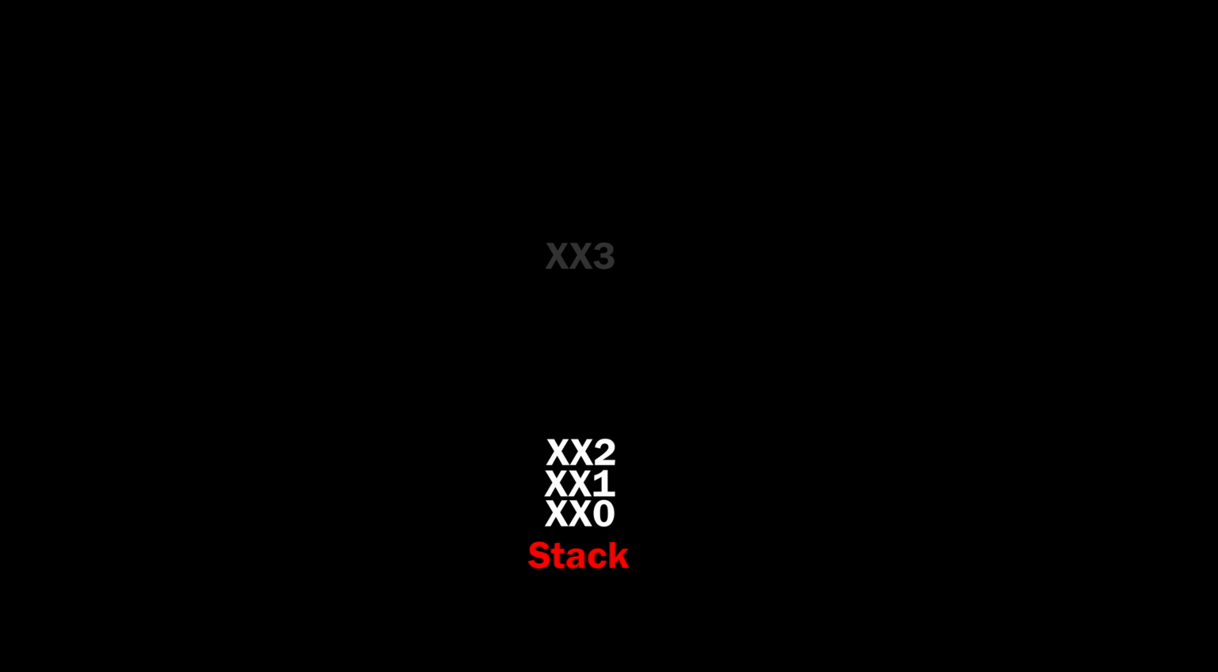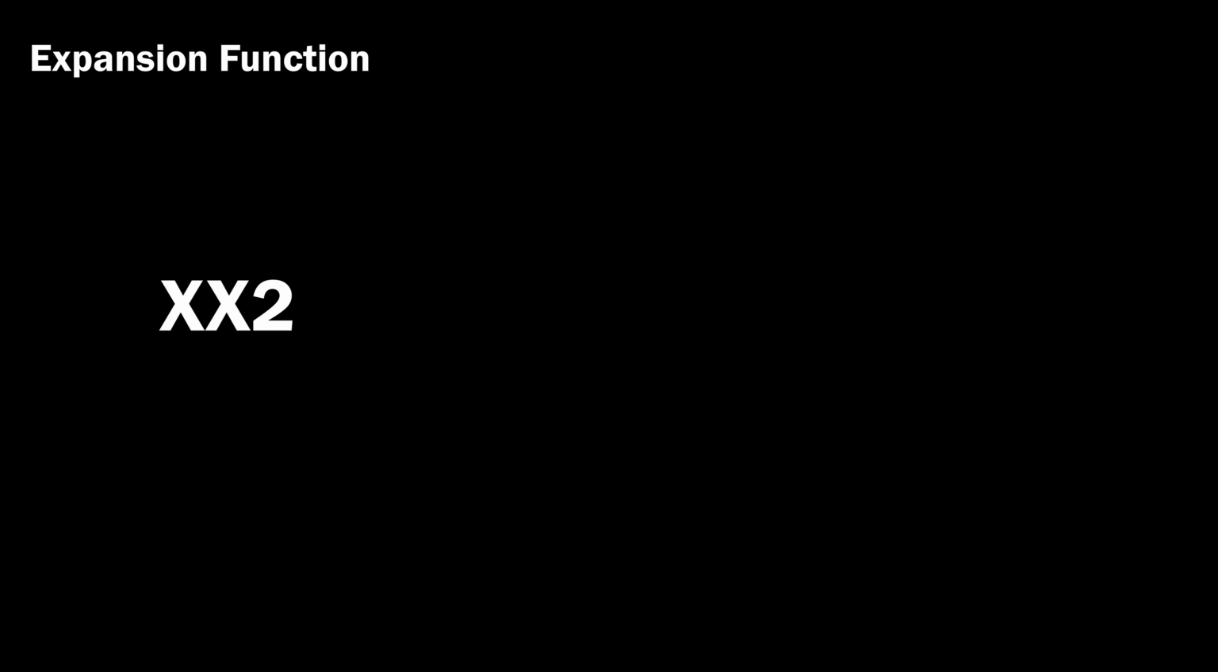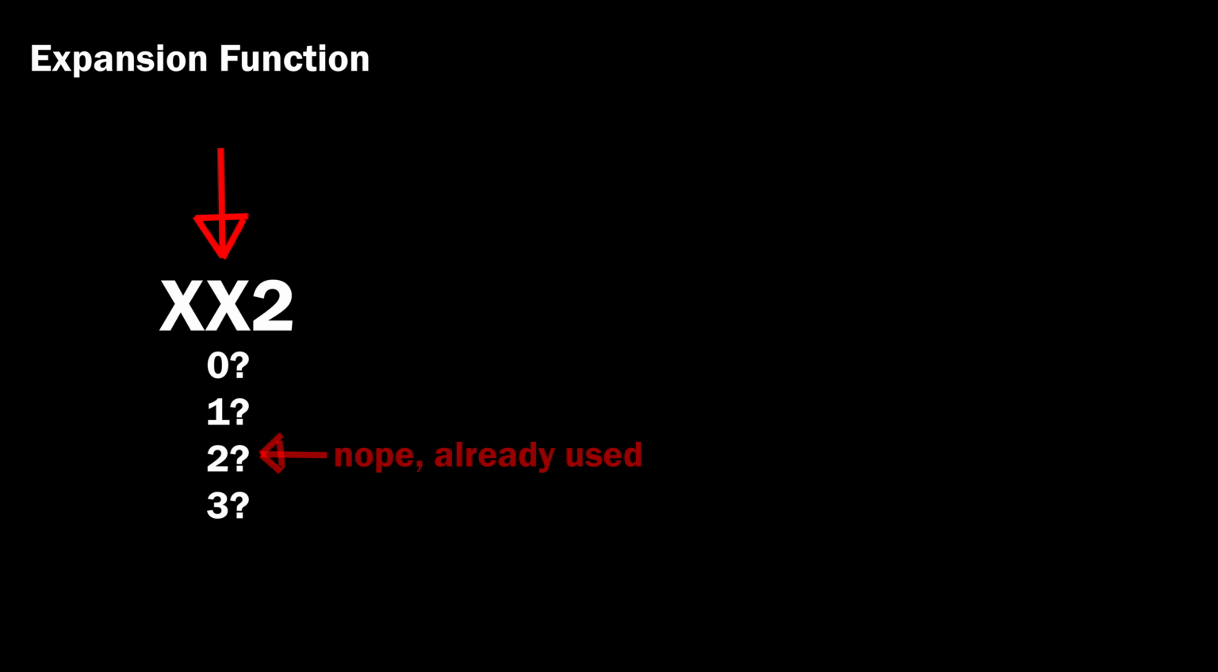The expansion function, the way that I will write it, will locate the furthest empty slot to the right, least significant, and attempt to populate it with each of the n possible values. Of course, it will only be able to actually populate it with the values that haven't already been used in other slots, slots to the right that have already been populated.